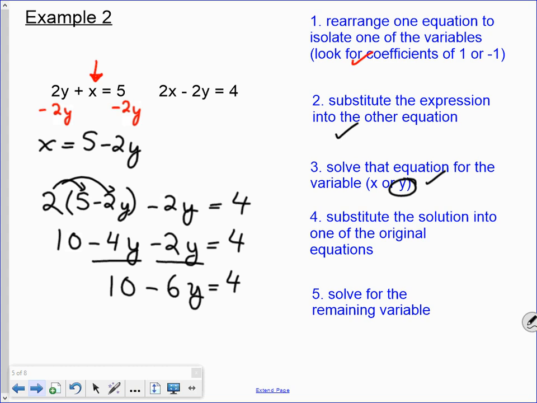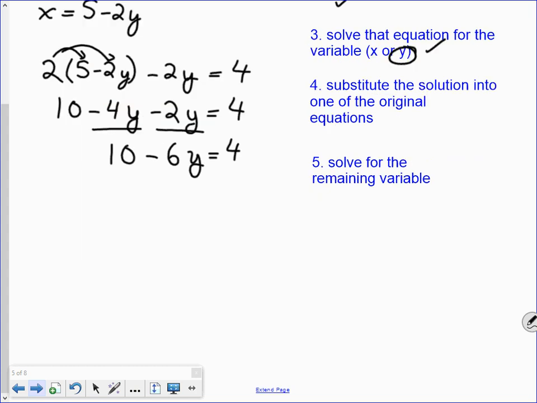And then we're going to subtract 10 from both sides. 4 minus 10 is negative 6. And then divide both sides by negative 6. Y is equal to 1. So we've solved for y.